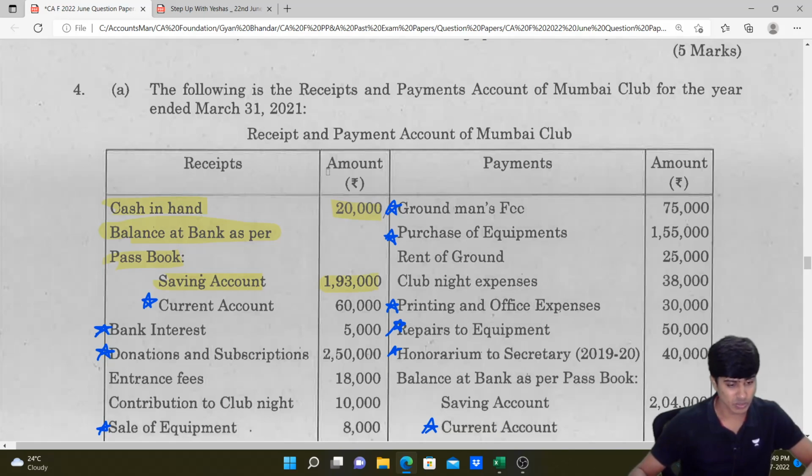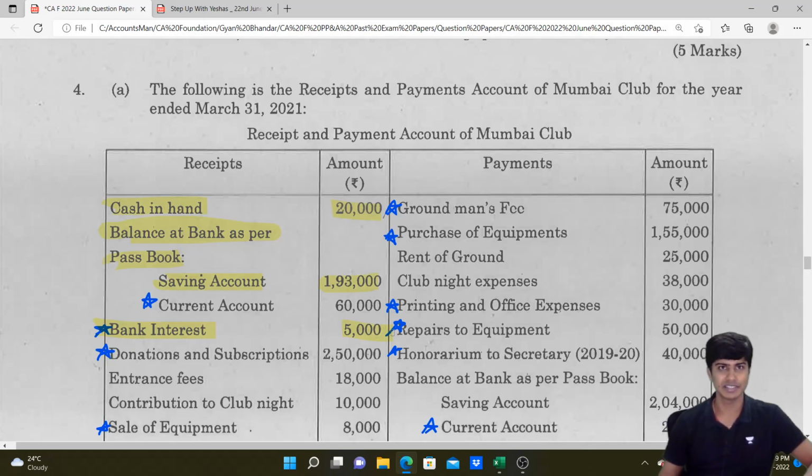Okay. Done. Then we have bank interest. How much is bank interest? Bank interest is our income. In income and expenditure, I need to write this on the credit side. That is income. How much? 5,000. This will go to the inner column because there is an additional 2,000. Sir, will we write right now?